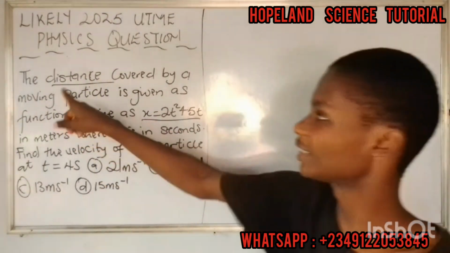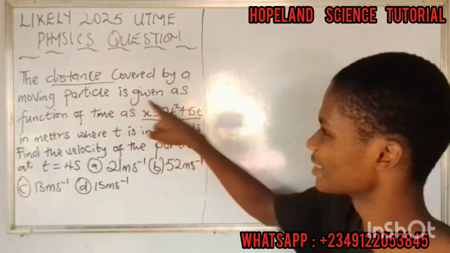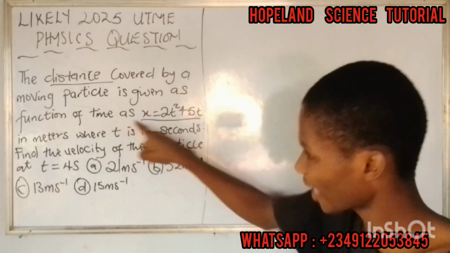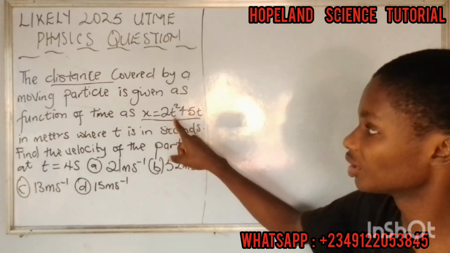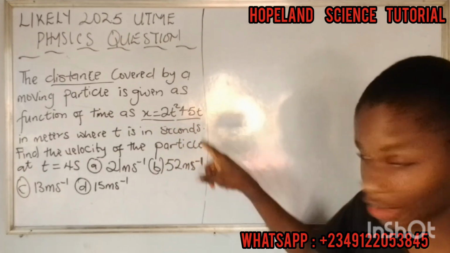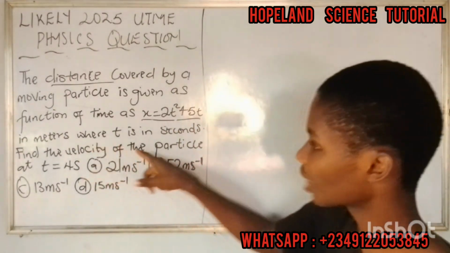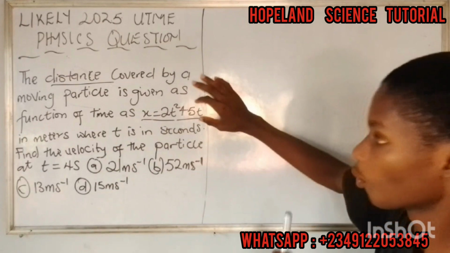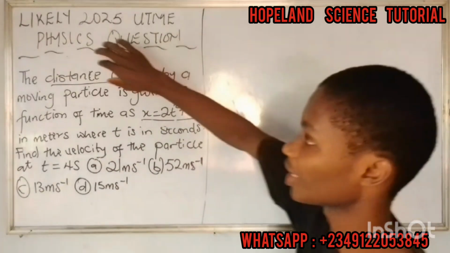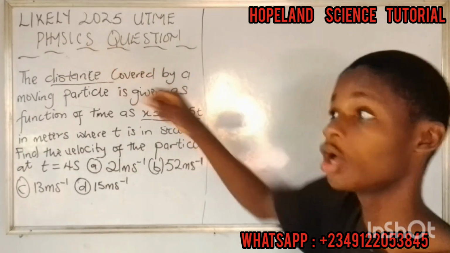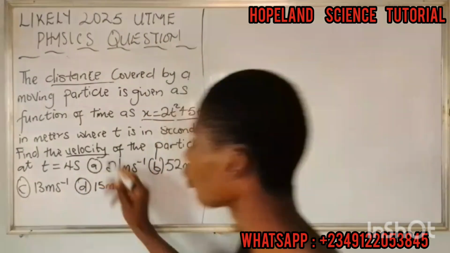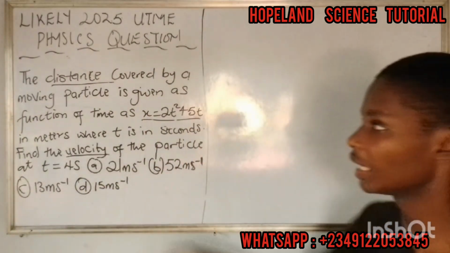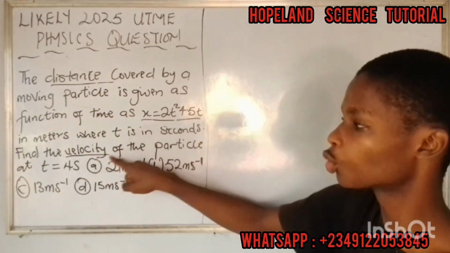Now the question states the distance covered by a moving particle is given as a function of time as this. So s is the distance, and t is standing for time, right? They now say in meters. Having known that the equation is representing distance, you will need to know what they are asking you to look for. They are asking us to look for velocity.